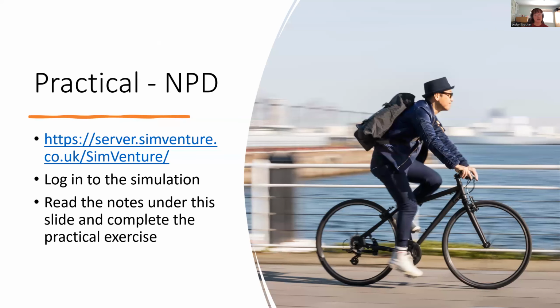So what you can do now is go into the server with your username and password, read the notes under these slides and complete this practical exercise. So you need to go to sales and marketing, market research, competition report, perhaps choose a competitor product to copycat, then navigate to R&D, research and development, and go through those 3 stages of the design process.